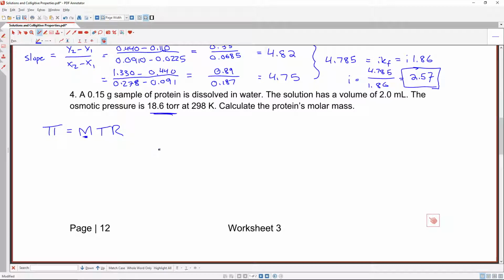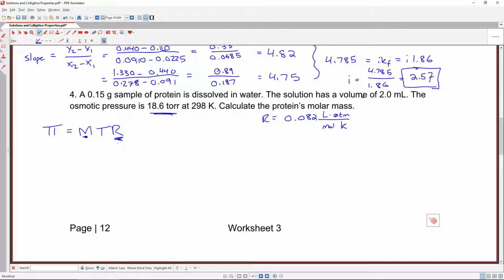18.6 torr. Now I know the value for R in liter atmospheres per mole Kelvin. So R is equal to 0.082 liter atmospheres per mole Kelvin. If you know it in other units, you can definitely use that. And I think you will be given this constant. However, it makes your work a lot quicker if you just know it off the top of your head, right?